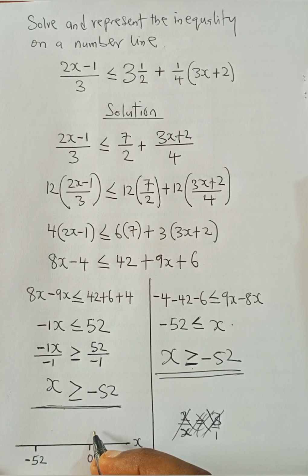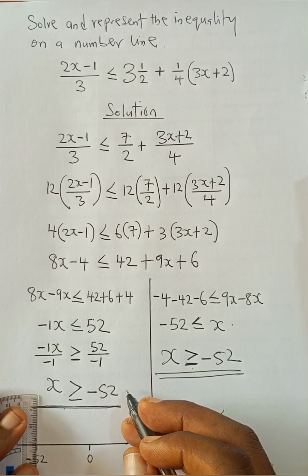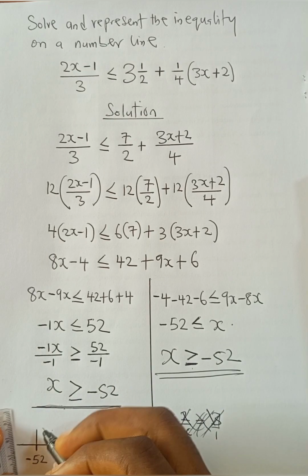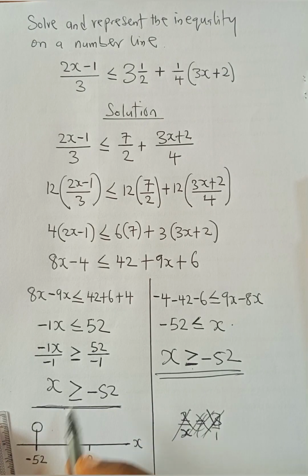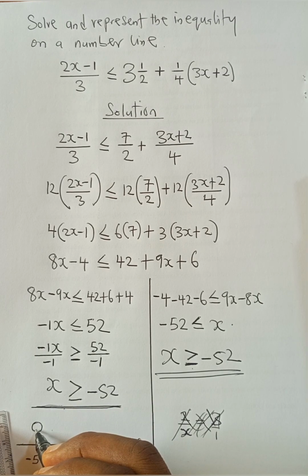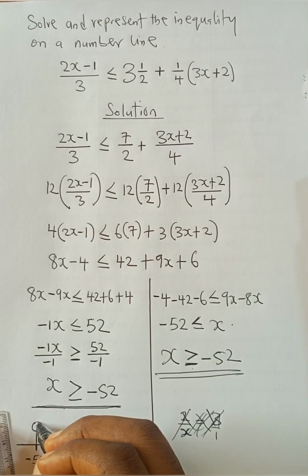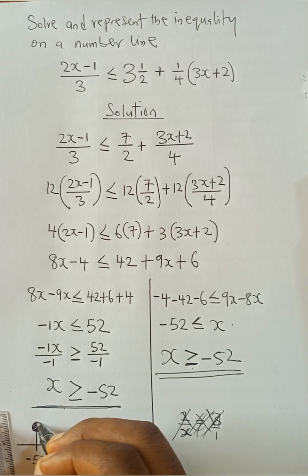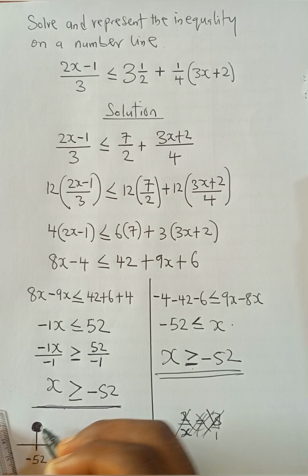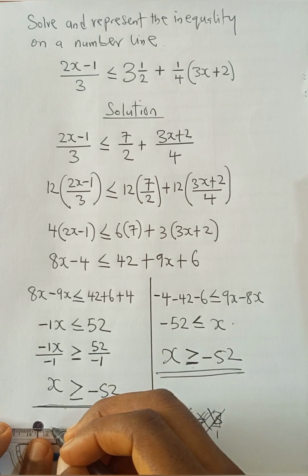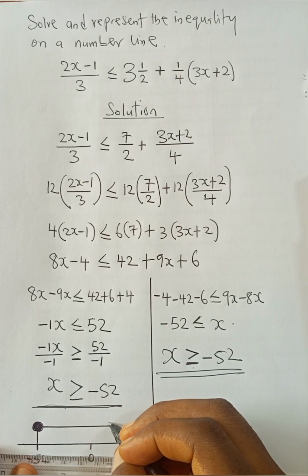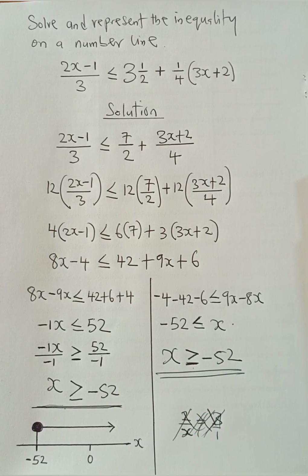Because it is greater than or equal to, when you go up like this, you shade here. If it's only greater than, you leave it open and move in this direction. But since it's greater than or equal to, you shade here. You get what I'm saying? That means minus 52 inclusive. Call it minus 52 inclusive. Are you getting it now? So this is the number line that represents this. Is that clear? Because you still need to know how to represent a number line.